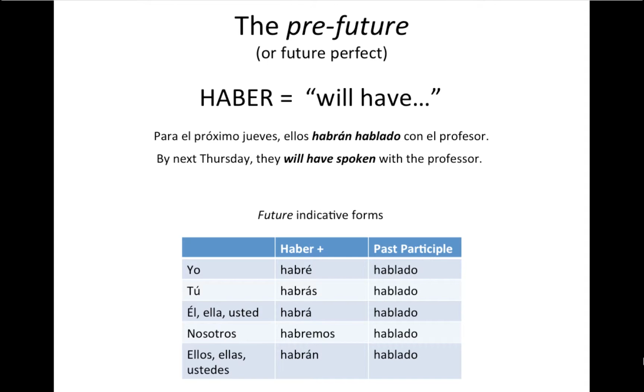Now notice that there's two things going on in the future here. Haber still has the function of being have, as we saw before. I have spoken, I had spoken. But now in the future, since it's the future form, it's will have spoken. So putting it in the future gives it that will have.